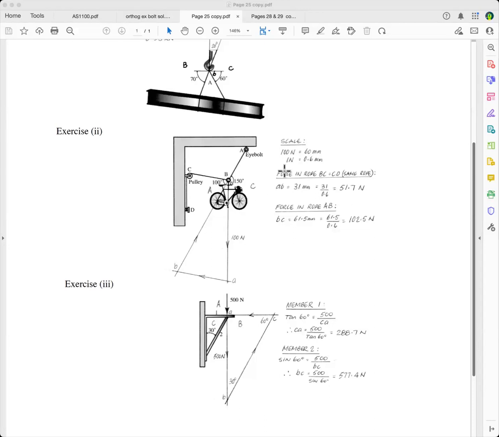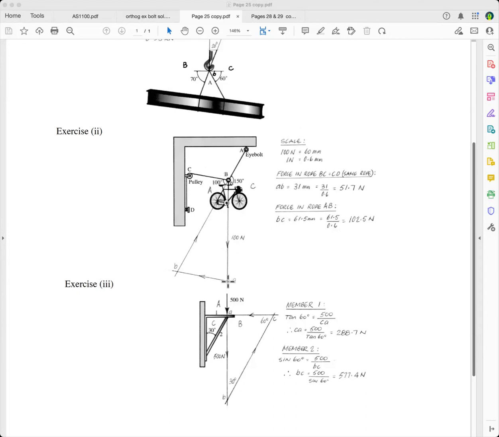And so you use a scale, 60 millimeters, 1 Newton equals 0.6 of a millimeter. And so you draw this 60 millimeters long. That's the weight force of the bike, which is 100 Newtons. And then name that force, which will be CA there. And then the next force that you come to is this one here, and that's AB.